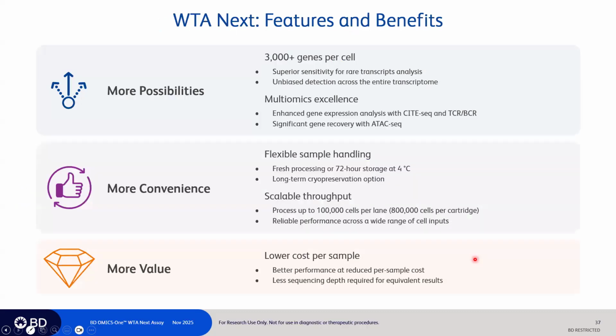I also wanted to mention that we just released our newest iteration of our whole transcriptome assay, which is called WTA Next. We're really excited about it. We have a lot higher sensitivity and specificity in this assay. We're getting greater than 3,000 genes per cell, which is pretty exciting.